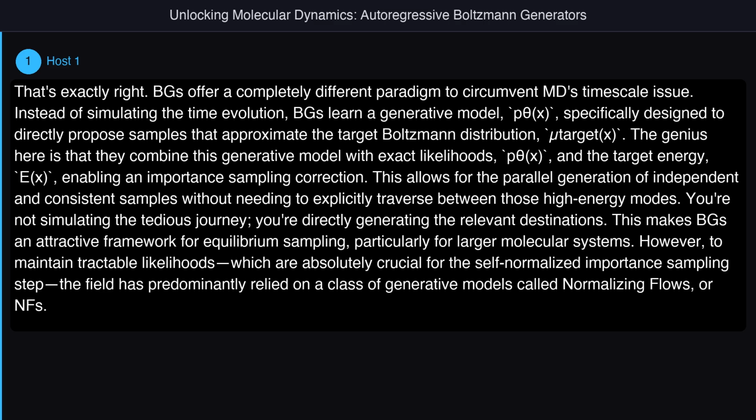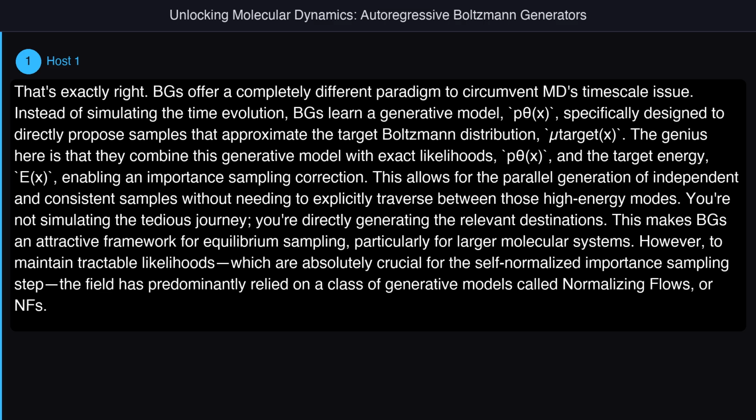This allows for the parallel generation of independent and consistent samples without needing to explicitly traverse between those high-energy modes. You're not simulating the tedious journey. You're directly generating the relevant destinations. This makes BGs an attractive framework for equilibrium sampling, particularly for larger molecular systems.